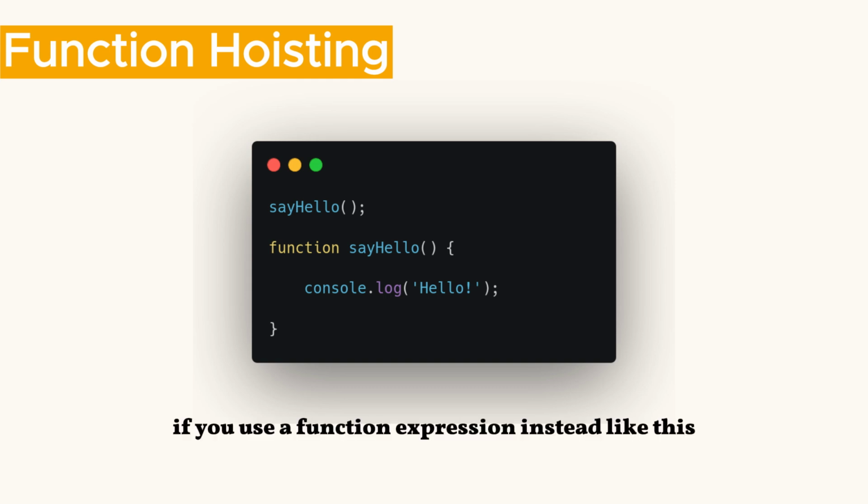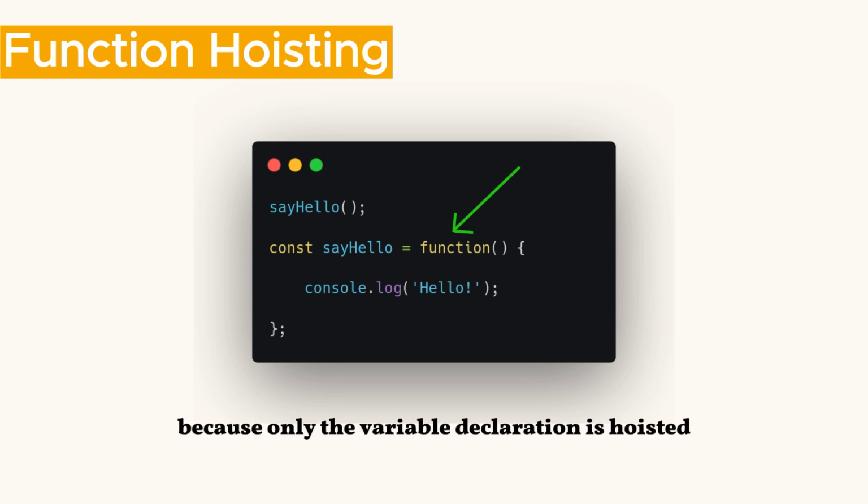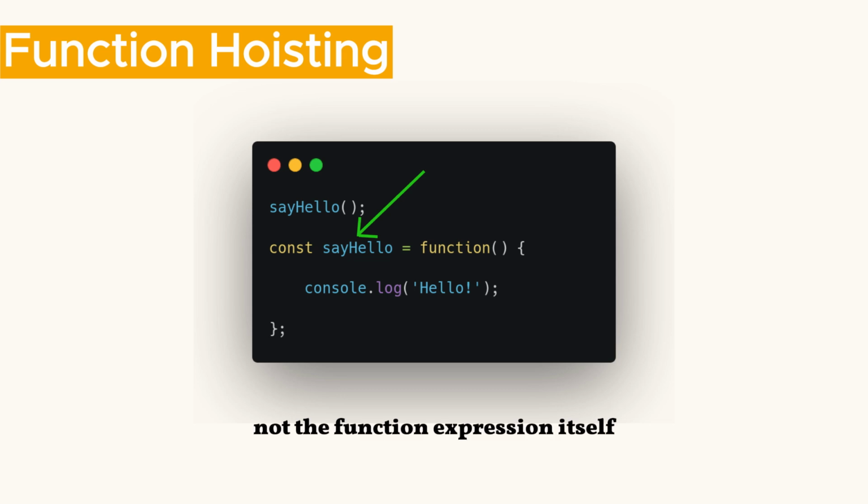If you use a function expression instead, like this, it will throw a type error because only the variable declaration is hoisted, not the function expression itself. So, sayHello exists, but doesn't yet have a value.